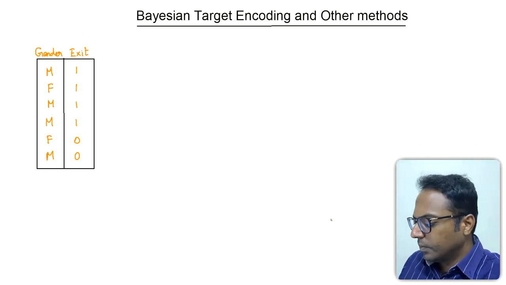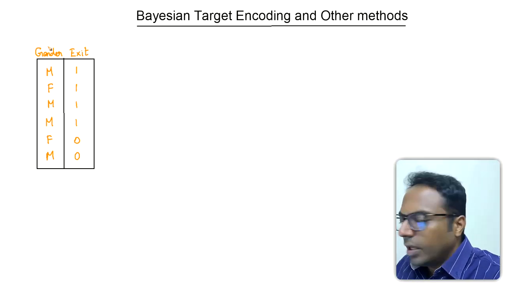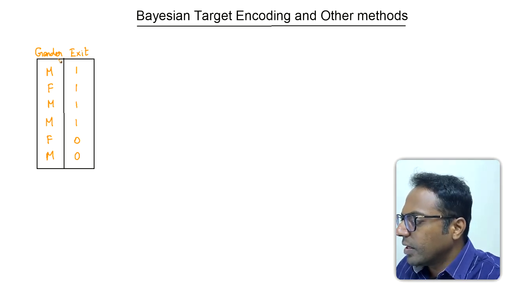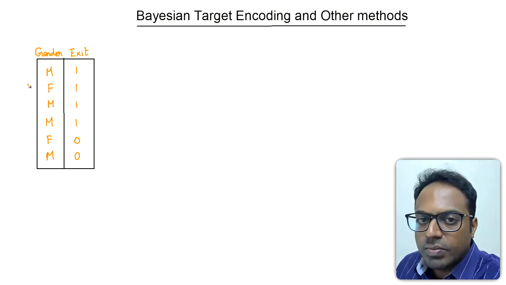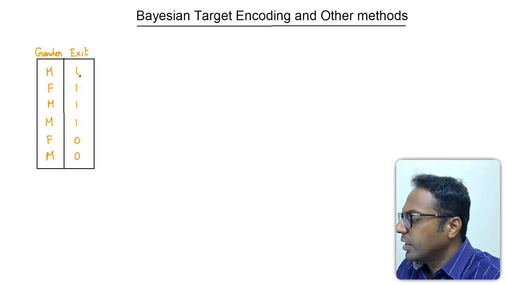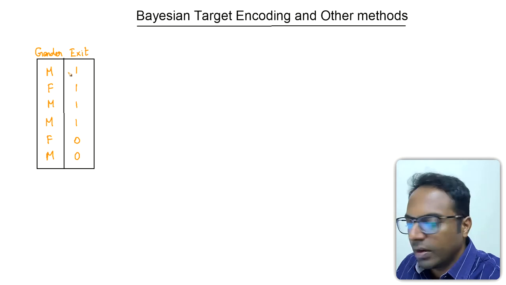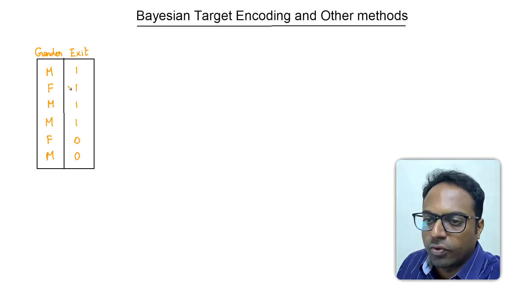Nevertheless, we will quickly summarize what target encoding is and the problem of data leakage, and then we will jump into Bayesian target encoding right now. Alright, so let's get into this. So here we have 2 different variables. We have gender and exit. Imagine these are different customers. The genders of different customers are captured, and whether that customer has churned or exited from the business or not, that information is also captured. This is a sample data, of course.